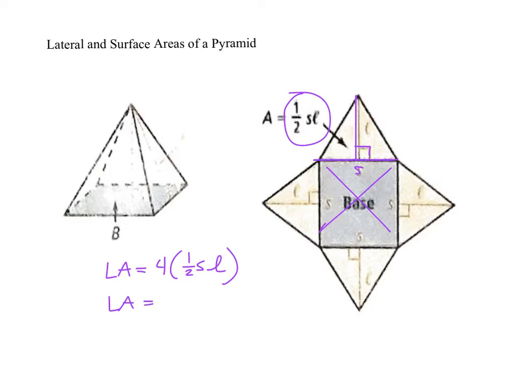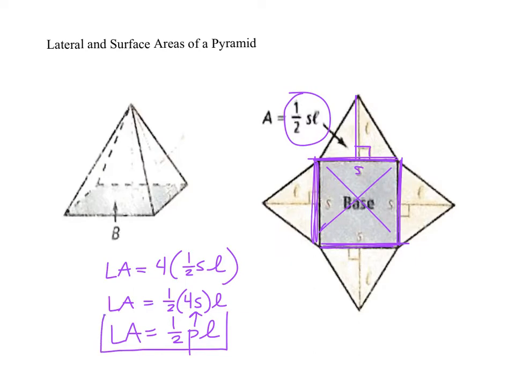Let's say I wanted to do 1/2, and then I wanted to multiply by 4 times S, and then L. Well, another way to say 4S here, S, S, S, and S, is the perimeter of your base. So the formula, look how beautifully this works out, is 1/2 times the perimeter of your base times the slant height. So this is the formula you're going to use for a pyramid, for a lateral area.